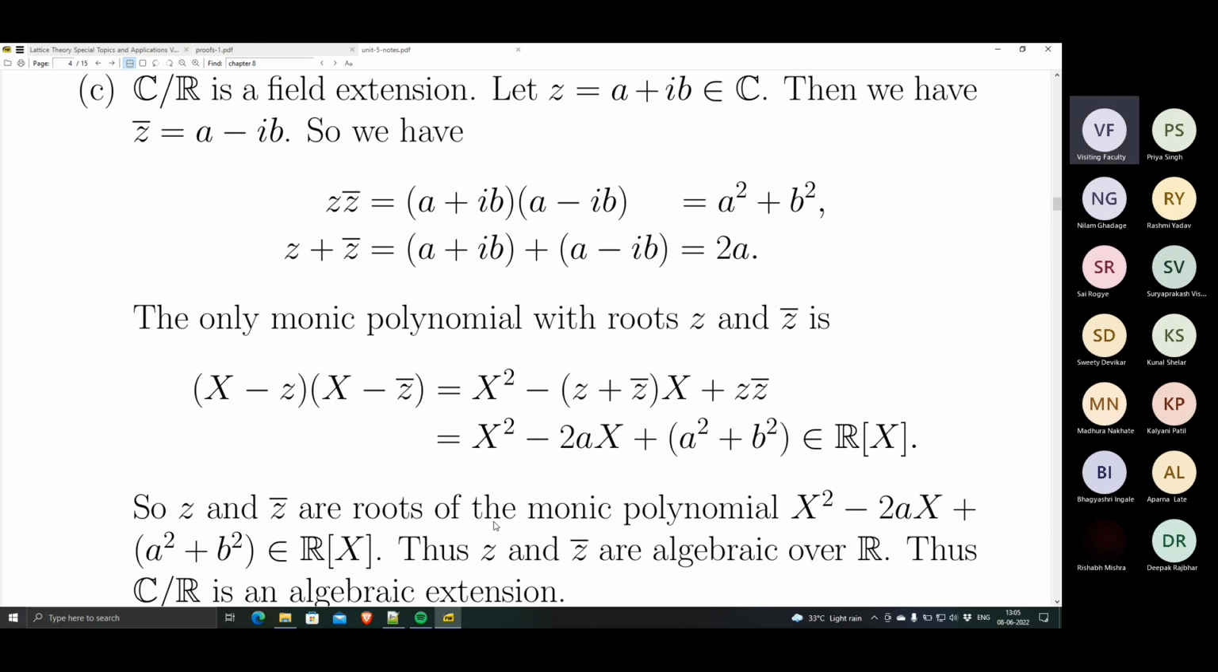Is that okay? See, further examples will get more and more complicated. So make sure that you understand this fully before you go ahead. Anything that is not clear, any doubt? You are completely clear about what is an algebraic element, what is a transcendental element, what is an algebraic extension, what is a transcendental extension, what is a monic polynomial.